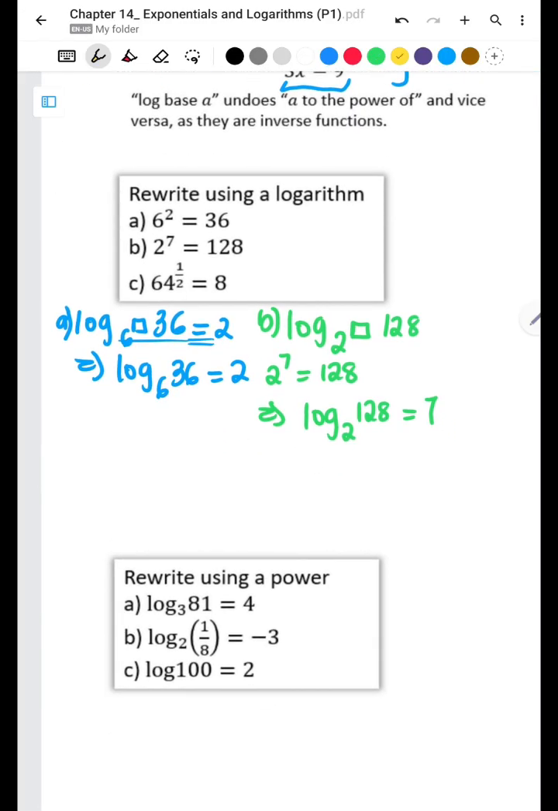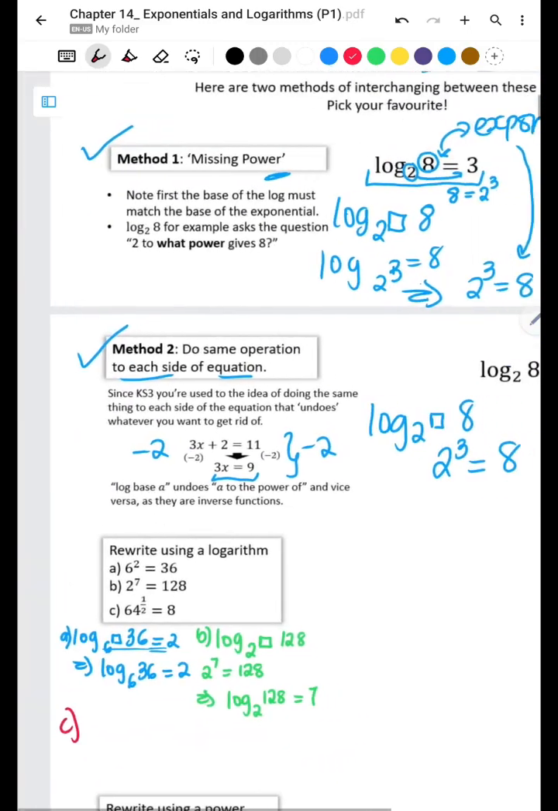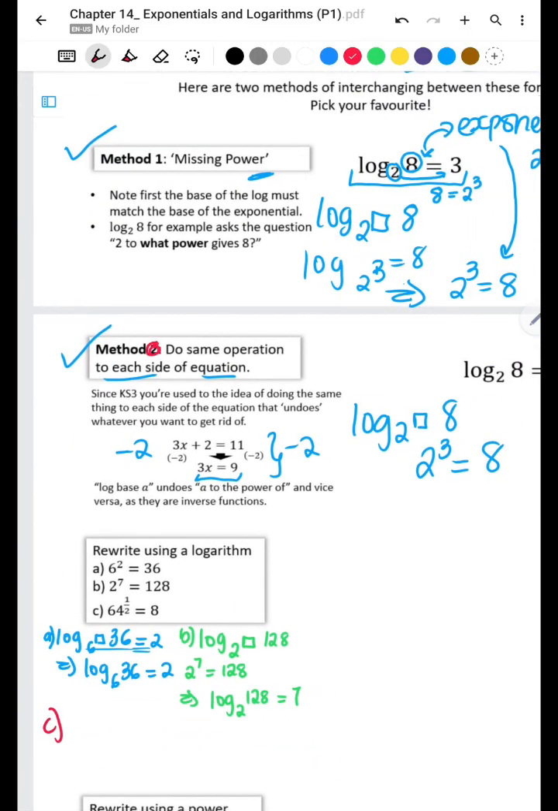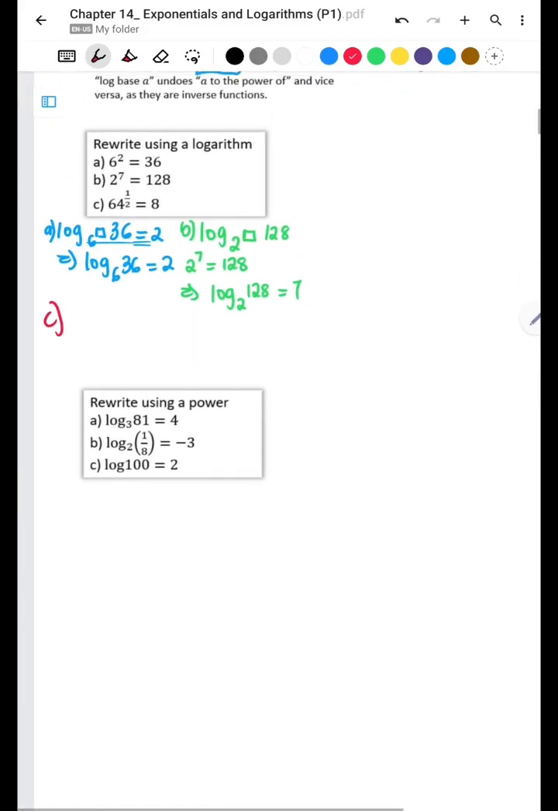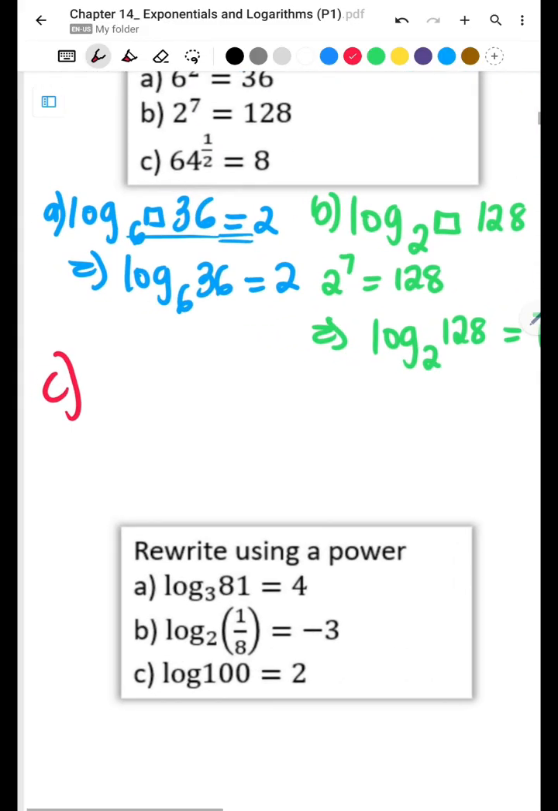For the last bit, I can as well use this method here for C, where I take log of both sides, as I said earlier. So we're taking log of both sides. Taking log of both sides here, I have 64 to the power of half is equal to 8.